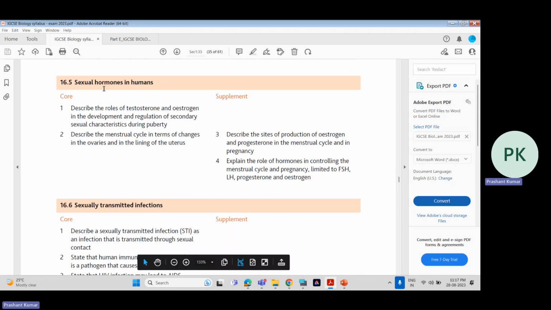Then we'll discuss sex hormones in humans. We'll talk about the testosterone hormone and the estrogen hormone, and how they control the secondary sexual characteristics. Then we'll discuss the menstrual cycle in females. Then after that, we'll discuss how estrogen and progesterone work in the menstrual cycle and during pregnancy.